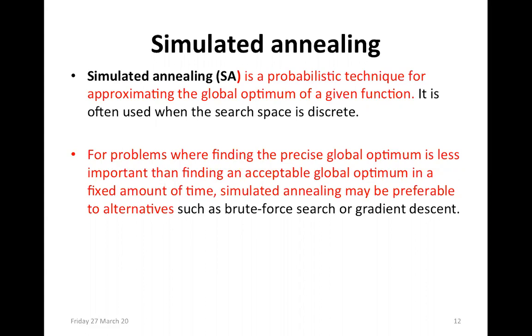So in short, if you are finding a solution which will be very close to your optimal solution, then this is the situation in which you can use simulated annealing. And you can throw away other algorithms like brute force and gradient descent. You don't have to use those algorithms in a situation like this one. Now you can read it: for problems where finding the precise global optimum is less important than finding an acceptable global optimum. You don't need the global optimum; rather, you can live with an acceptable one.